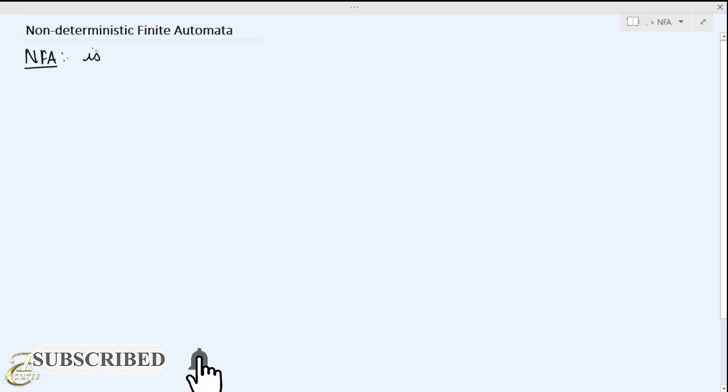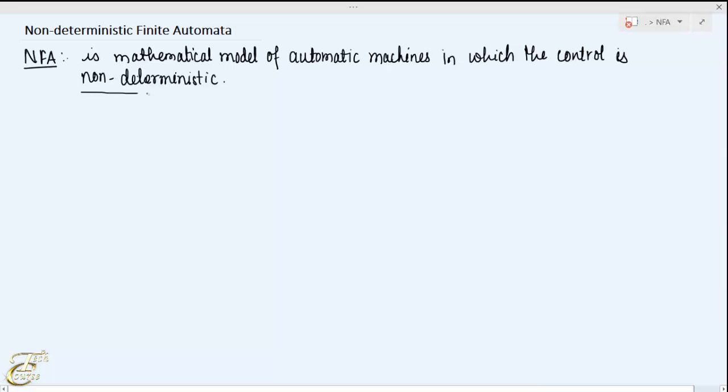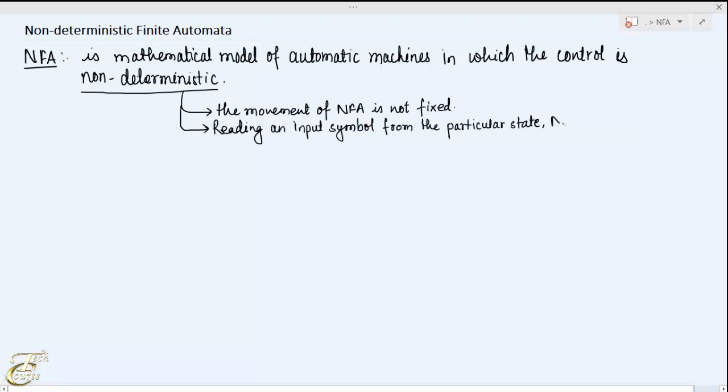NFA is also a mathematical model of automatic machines in which the control is non-deterministic. Here, the control is non-deterministic means the movement of NFA is not fixed. That is, reading an input symbol from the particular state, NFA can move to 0, 1 or more than one state. Let us suppose NFA is in the state Q0.